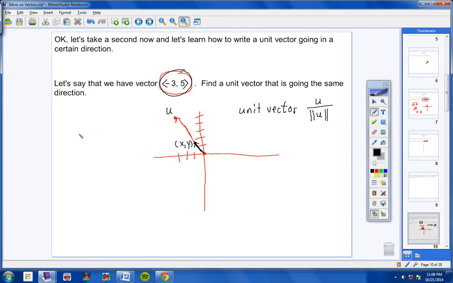All right, so here we go. The magnitude of u. Well, we square the 3, that's 9. We square the 5, that's 25. We add them together, and there we go. Just like that, we have the magnitude of u.